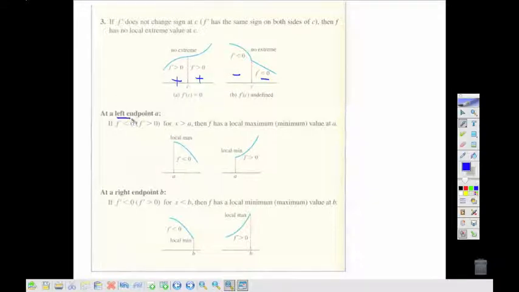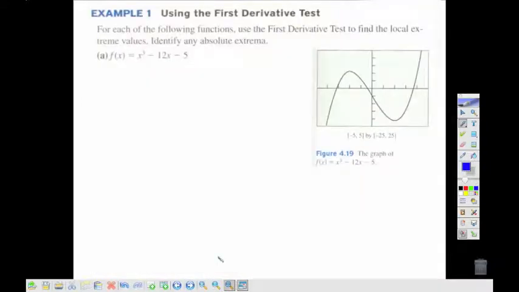We should also remember to check endpoints. For a left endpoint, if we're decreasing after that endpoint, it's going to be a maximum. If we're increasing after that, so the sign of f prime is positive, then it's going to be a minimum. Same thing with the right endpoint. Since I decreased to get there, it must be a minimum, and if I had to increase to get there, it would be a maximum.